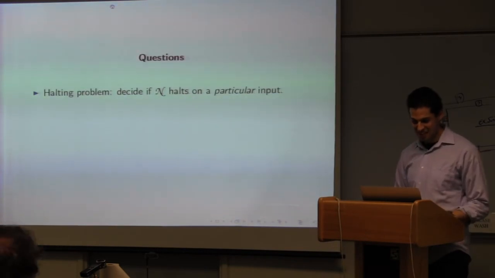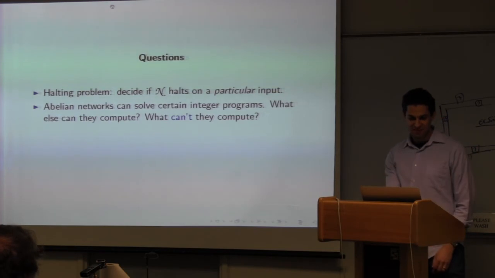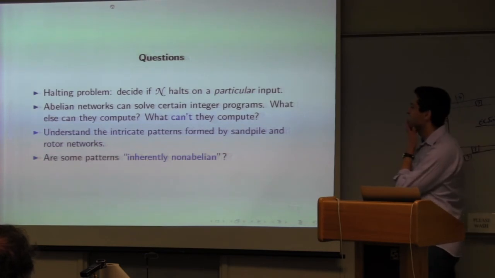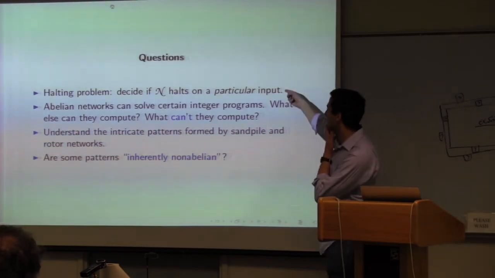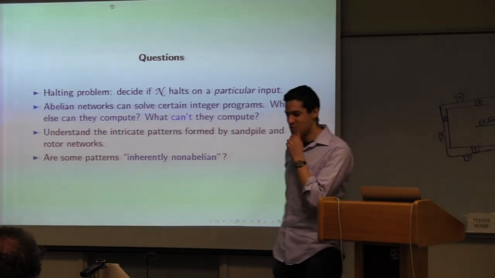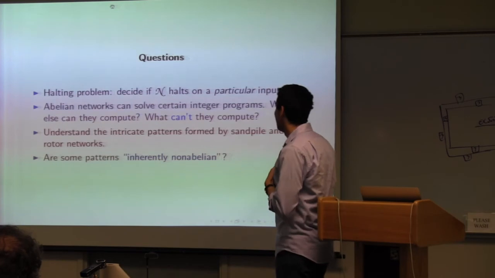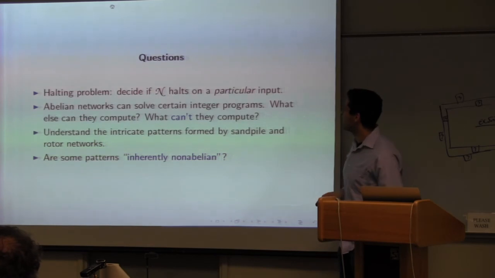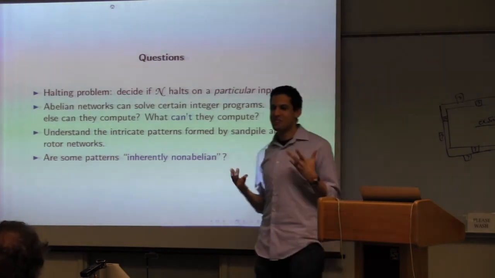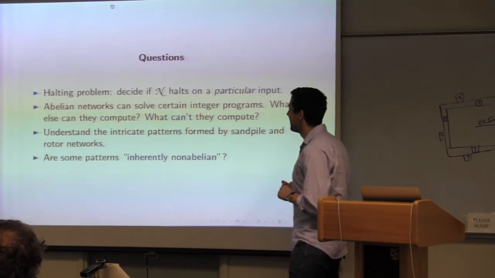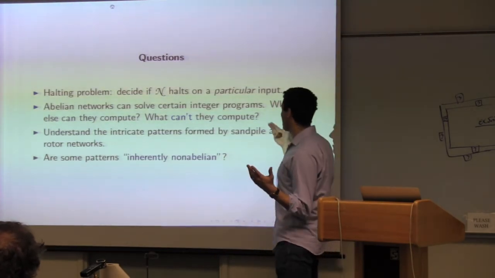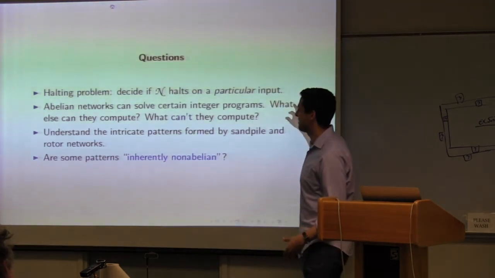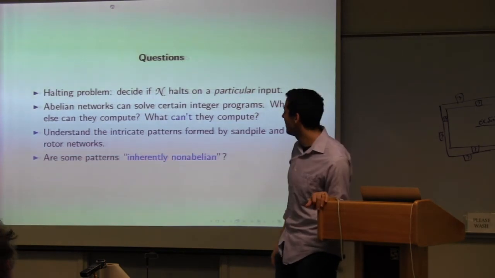Okay, this is my last slide. There are lots of questions in this area. I mentioned already the refinement of the halting problem for a particular input. We saw the least action principle for sand piles can be written as an integer program. So abelian networks can compute certain integer programs. What else can they compute? And maybe more interesting, what can't they compute? Or what does it take them a long time to compute? So it would be interesting to place these things in some computational hierarchy.